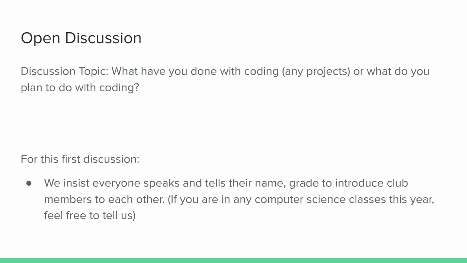So here's just another open discussion. What have you done with coding, any projects, or what do you plan to do with coding? For this discussion, this is just an icebreaker. We just want you guys to unmute, talk to some of your fellow club members, and just say your name and your grade level. That's all you have to do. But if you want, you can go along with the discussion topic and talk about anything you've done with coding or what you want to do. We don't want to have to call on you guys by name. Come on, you just have to say your name and what grade you're in.